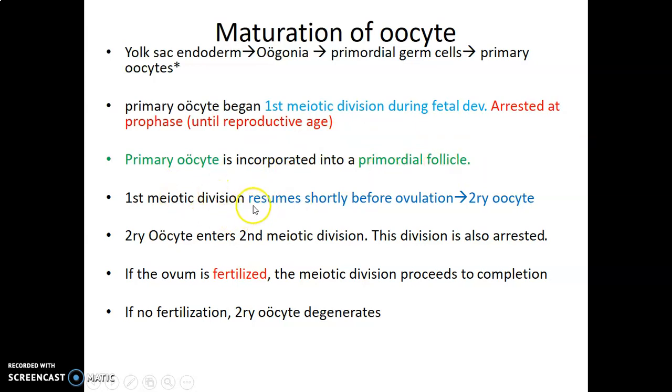During ovulation, meiosis 1 that was arrested in prophase will resume, and therefore you form a secondary oocyte. This secondary oocyte immediately starts meiosis 2, and this will be arrested at metaphase 2. Now, if the ovum is fertilized, meiosis 2 is able to be completed, but if no fertilization occurs, the secondary oocyte degenerates.